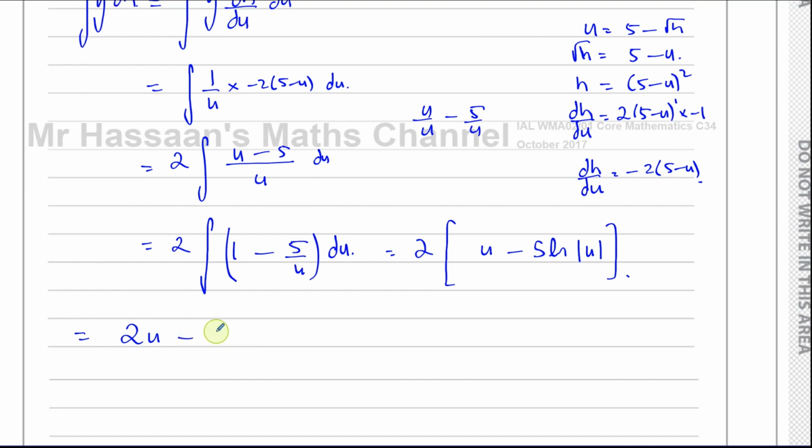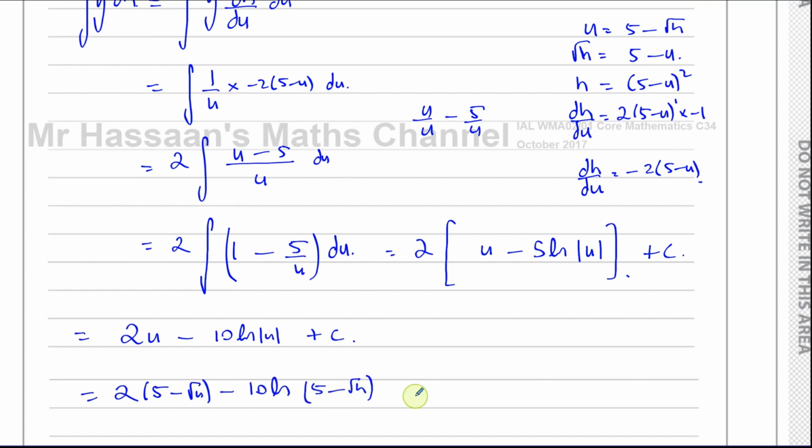I have minus 10 ln of the modulus of u, plus c. Don't forget the plus c. All right, so you're going to have 2 times 5 minus root h, minus 10 times the ln of 5 minus root h.